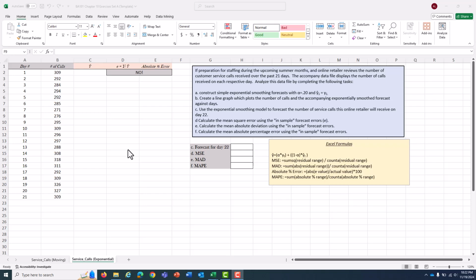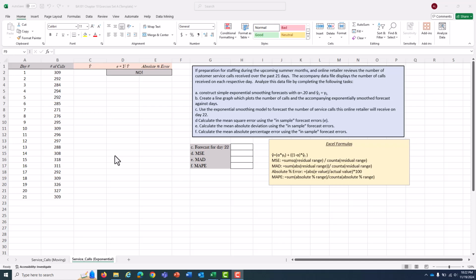In this example problem, we're going to bring back the service calls database. And we are going to play the role of an online retailer who is preparing staffing for the upcoming periods, the summer months. And we are going to make an estimate on what level of staff we're going to need to handle our customer service calls based upon the observed information that we have for the last 3 weeks or 21 days. So provided to us is the day number, and on that day, how many actual calls our company received.